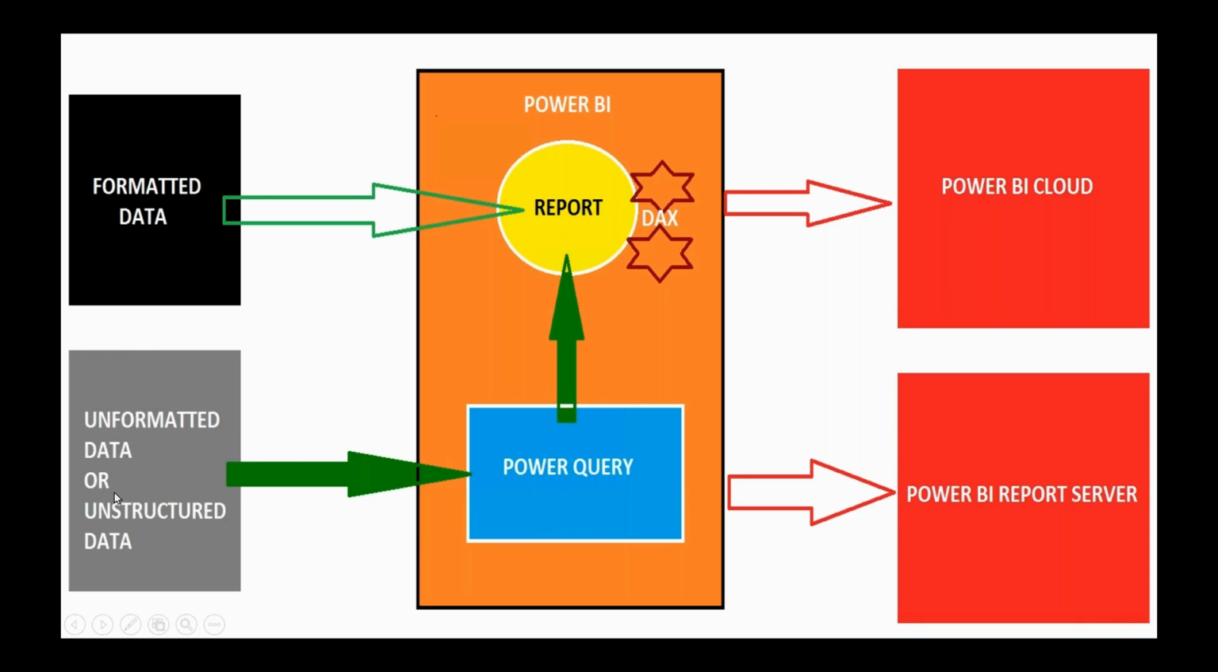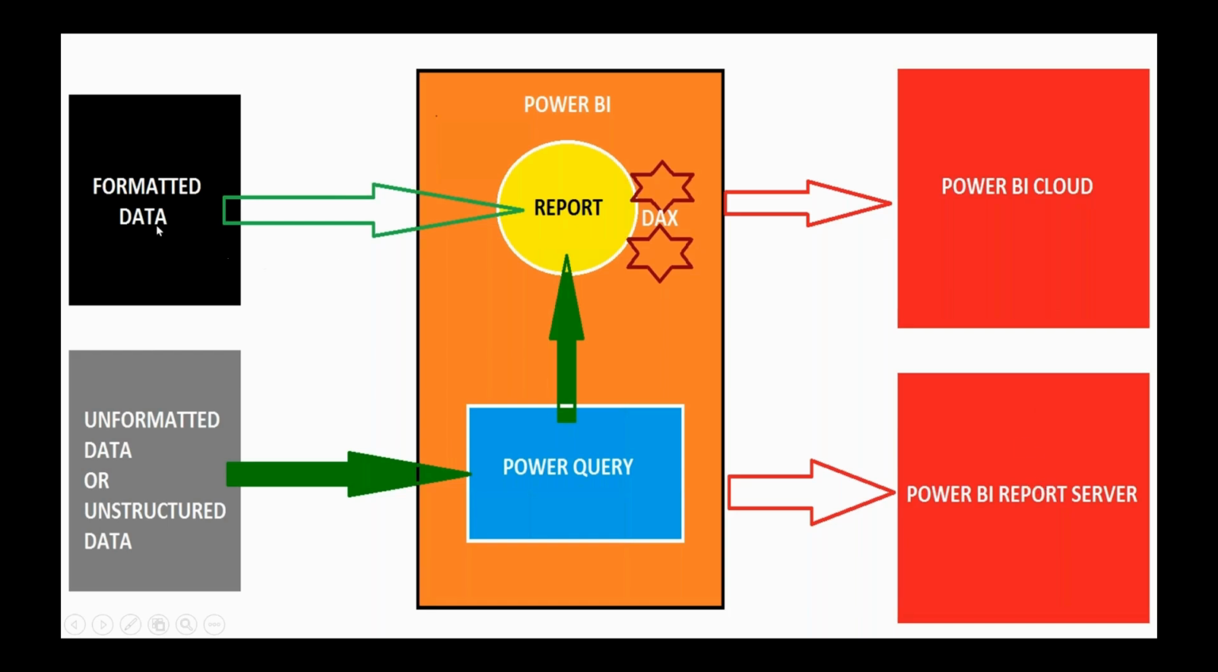If there is some unformatted or unstructured data, we need to use one technology called Power Query. Using Power Query, we extract data, we shape it, and from there we go for reporting activities. Once our reports are ready, then we need to apply DAX. We need to apply DAX and then distribute or store the report into cloud and our report server.